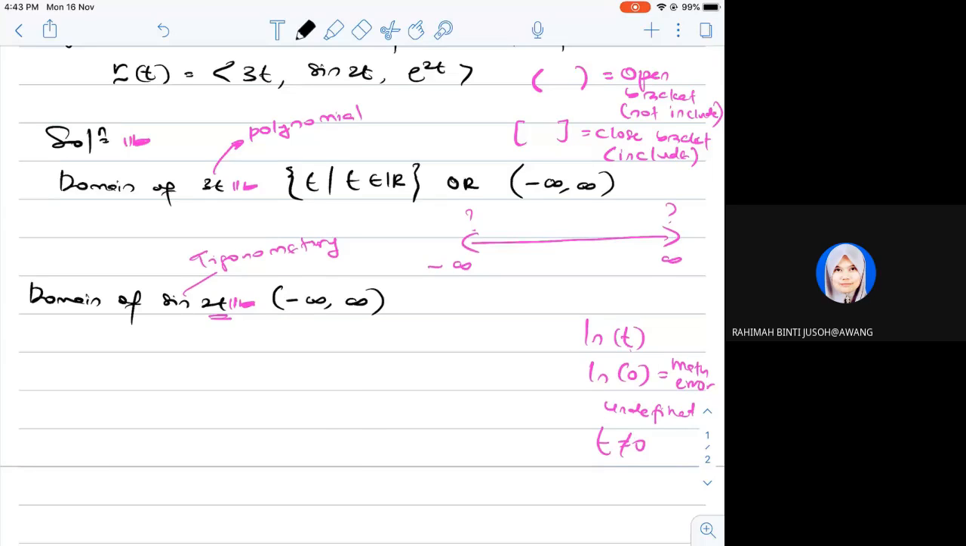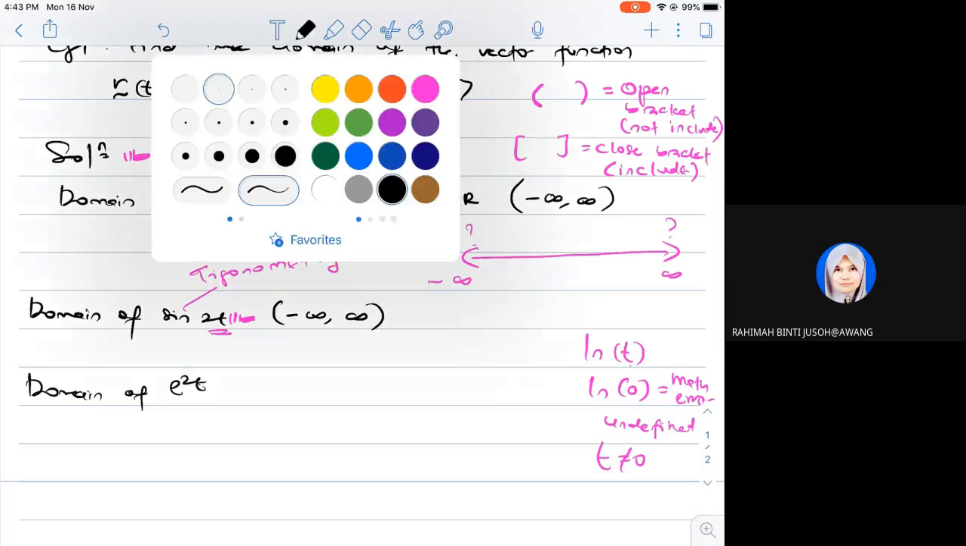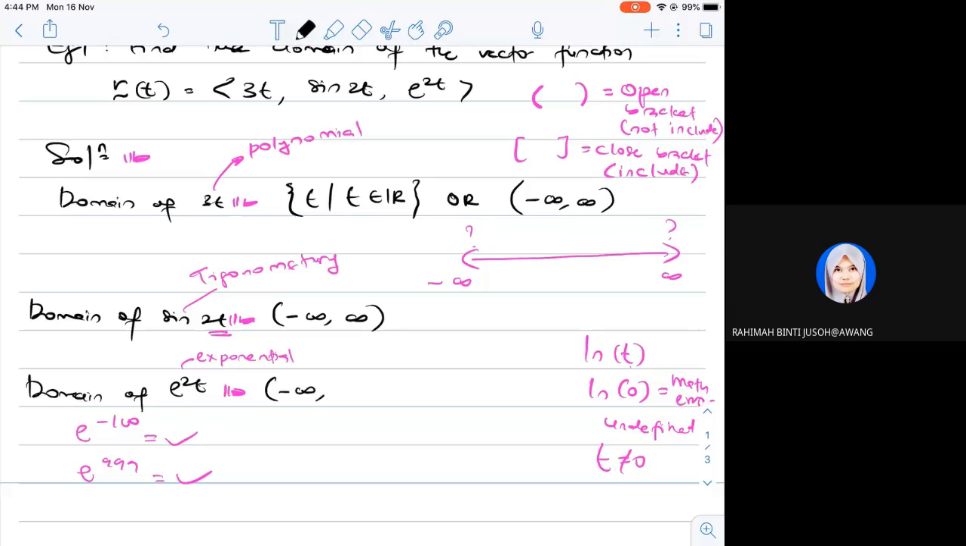Okay? So next, the last function, we have the domain of exponent 2t. Again, same concept. You can plug in any values of t into an exponential. If you press on the calculator exponential of negative 0, still valid, there is a value. If you press exponential 999, still valid, there is a value. So for the exponential function, again, no restriction at all. Since there are no restrictions, the domain of the exponential function, exponent 2t, can be from negative infinity up to infinity.